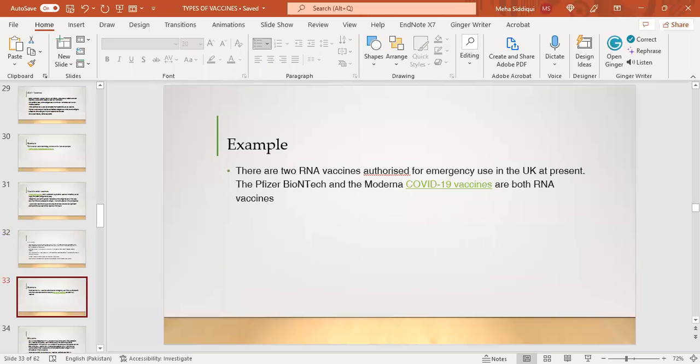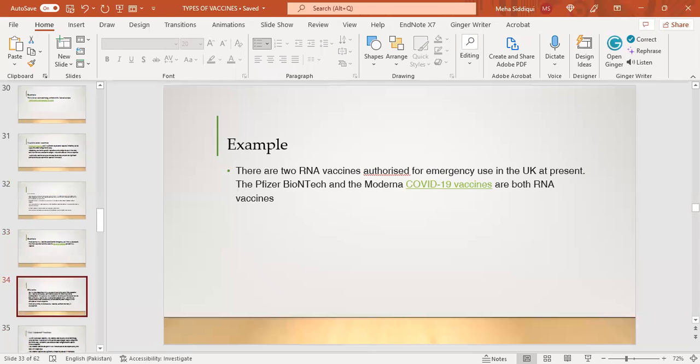Examples: there are two RNA vaccines authorized for emergency use in the UK at present, the Pfizer-BioNTech and Moderna, which are globally widely used, that is, for COVID-19 vaccines. They both use RNA vaccines.